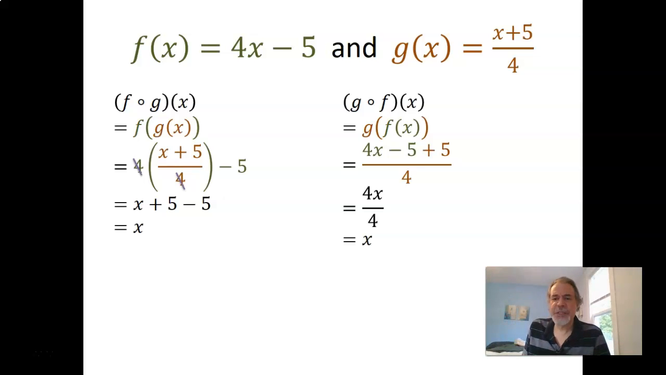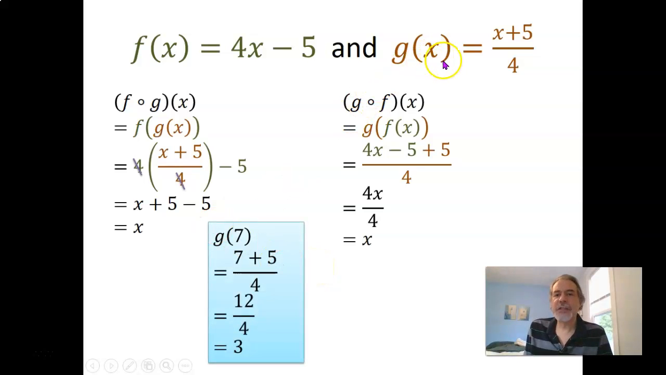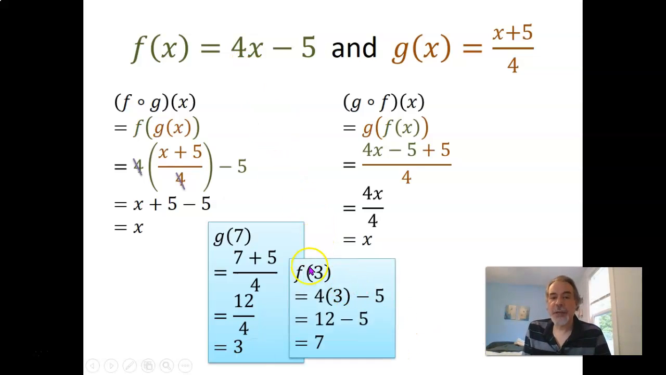Let's try this out with a specific number. What number should we use? Pick a number. Did I hear somebody say 7? Okay. Let's try plugging 7 into g. G of 7 would be 7 plus 5 over 4, so that would be 12 over 4, which is 3. So now let's take what we got out of g and put that into f. F of 3 would be 4 times 3 minus 5, which is 12 minus 5, which is the 7 that we started with.